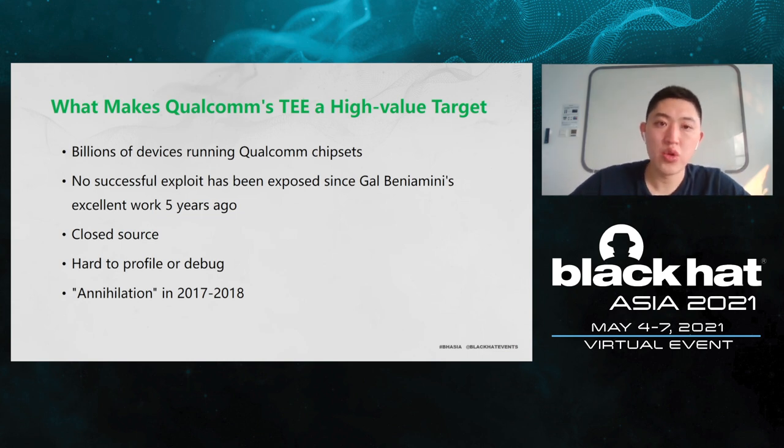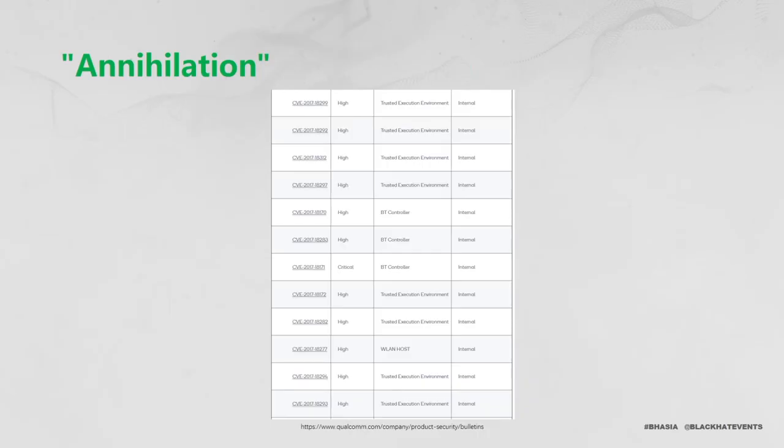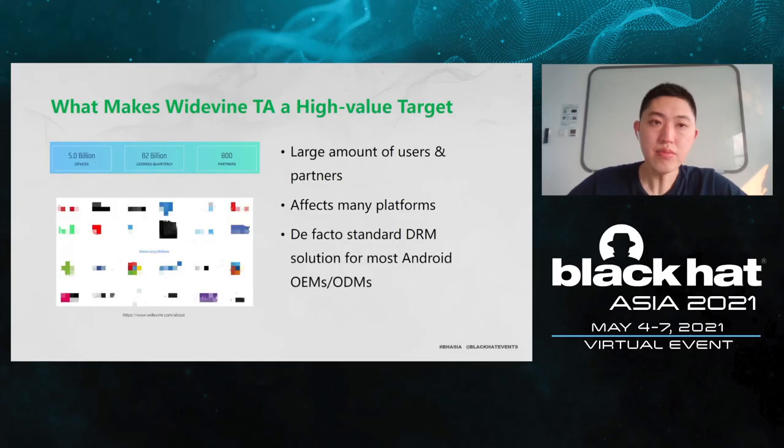So why are we looking into Widevine on QTEE? Because both of them are high value targets. For QTEE, it has many devices running its chipsets, and it's very difficult to do the study and exploit. There are many reasons, including this. The internal researchers from Qualcomm have done many works, and the so-called low hanging fruits have been picked up, so it is more difficult to deal with.